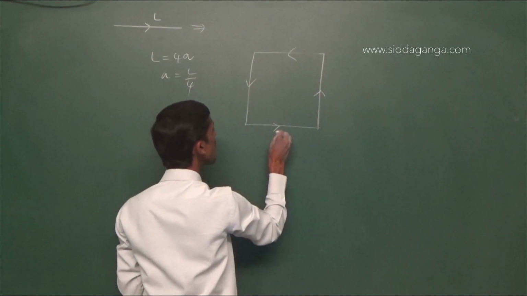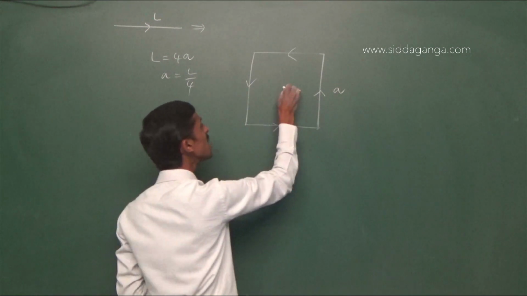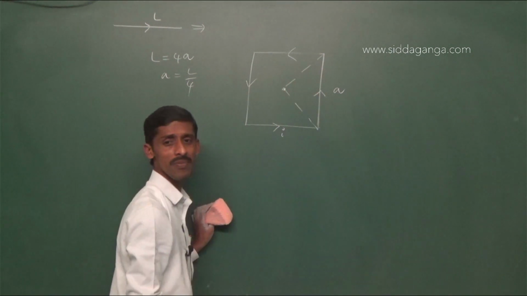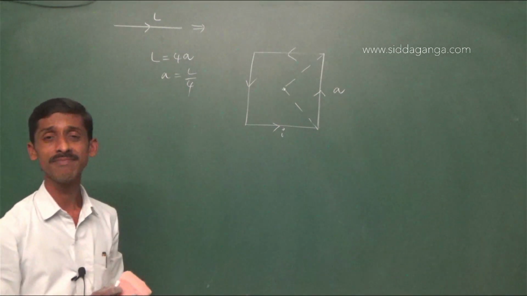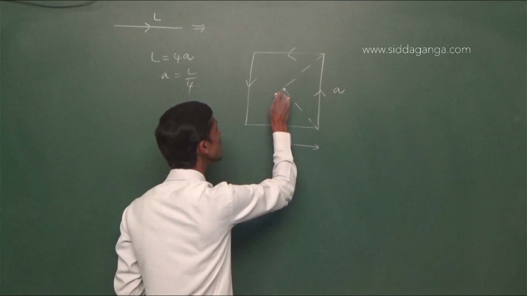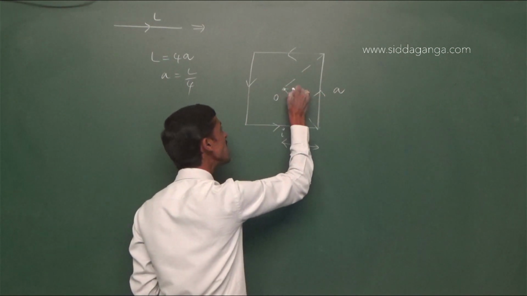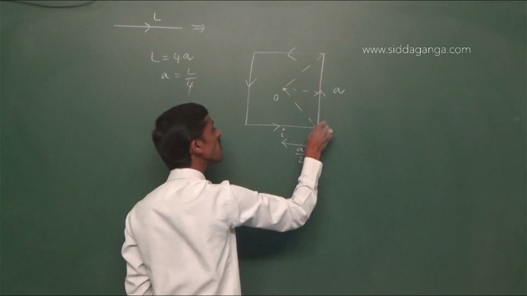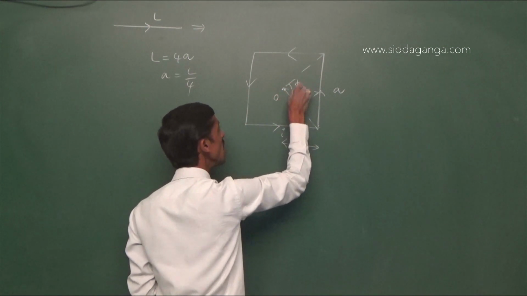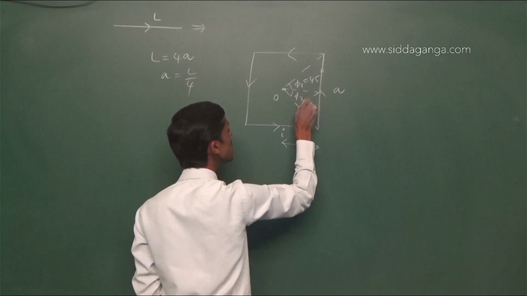which is carrying the current I, side length a. Let me calculate the magnetic field at the center of this square due to one side. This is a finite length. So what is the distance of the center from one side? a by 2. What is the angle subtended by the two ends of this one side at the center? Phi 1 and phi 2. Both are 45 degrees because it is a square.